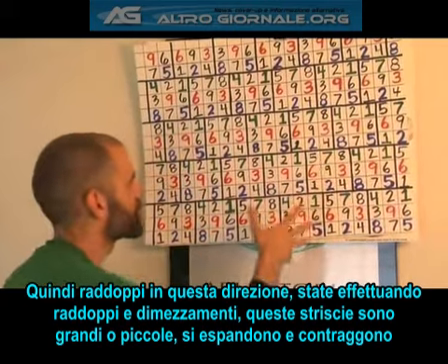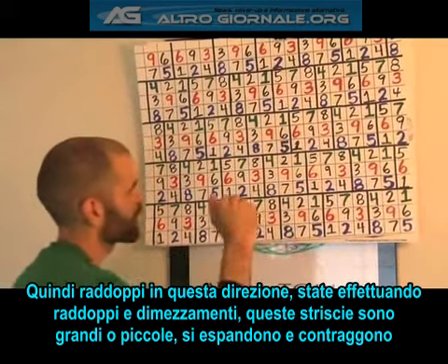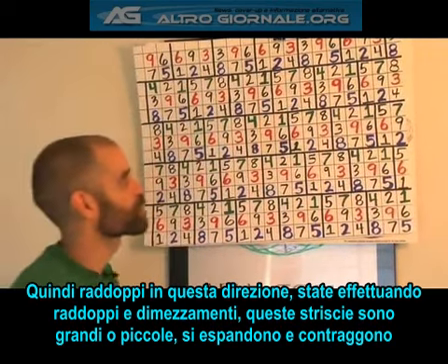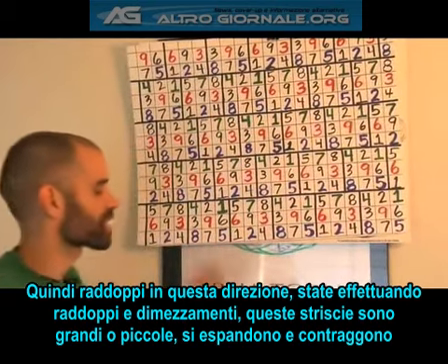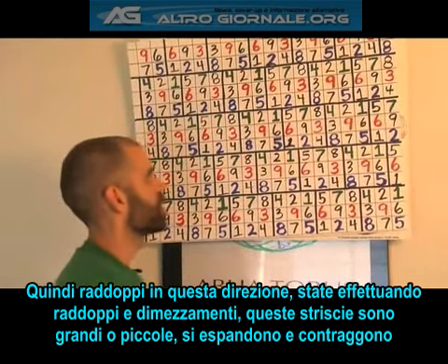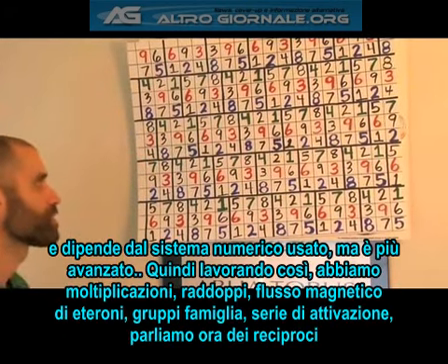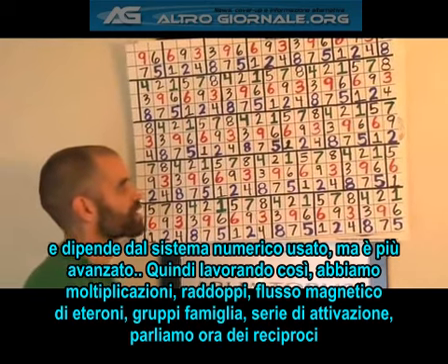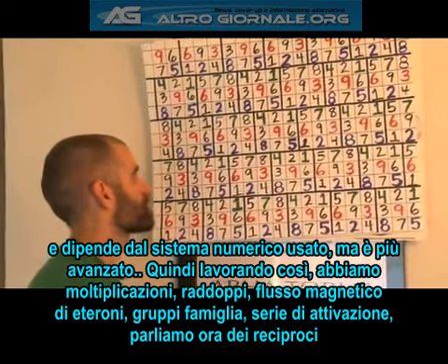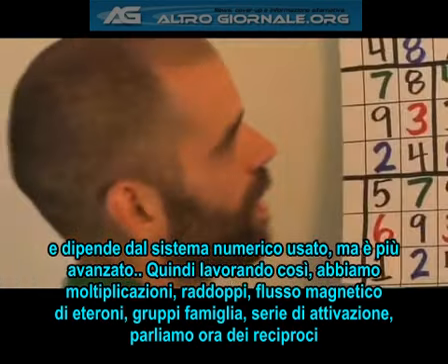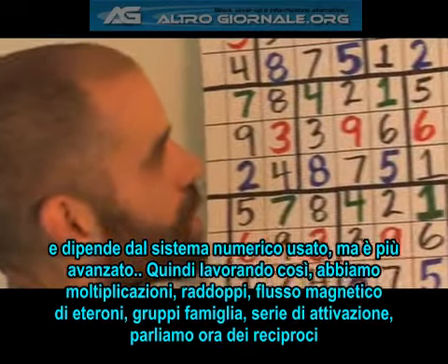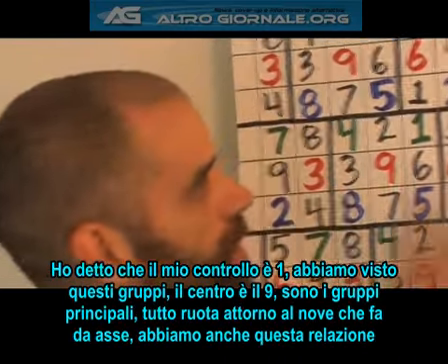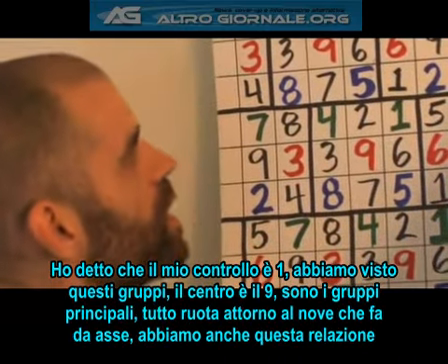So we're counting, you could say if you look at the one overarching direction, you're accounting for both doubling and halving as the principle. Now ideally, these tiles would be getting bigger and smaller because they actually expand and contract, but that depends on what your numerical system is that you're using. So that's a little more advanced. So when we're working with the numbers like this, we've accounted for the multiplication series, we have doubling, we have our etheron flux magnetic field, we have family number groups, we have all the activation series. What about reciprocals? Remember I said my control is 1. Let's look on the other side.